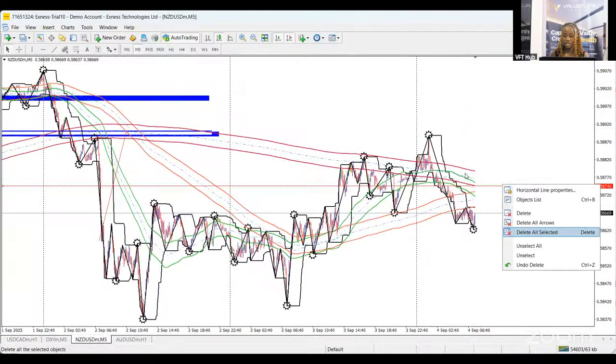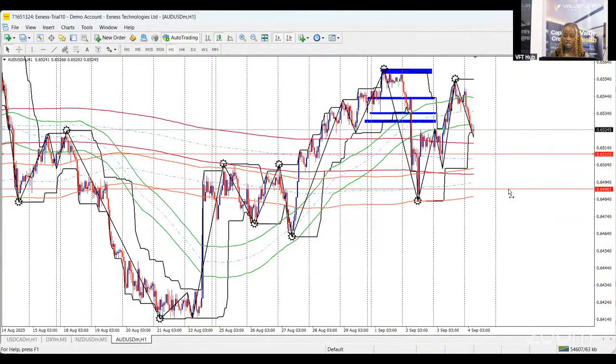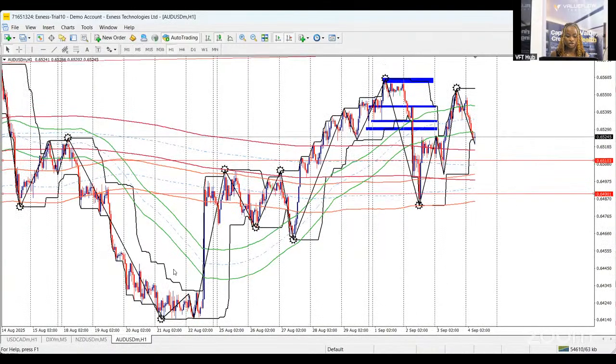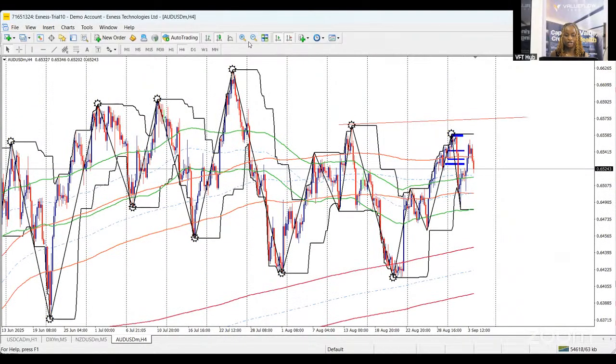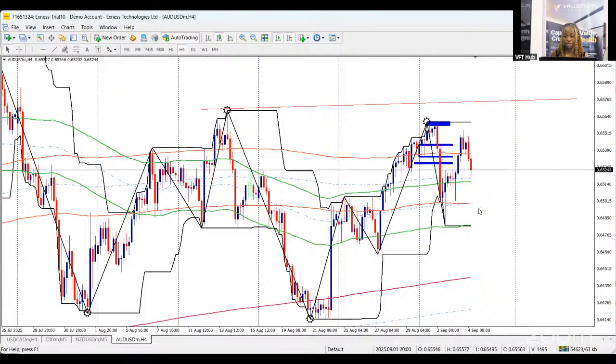So NZD USD, AUD USD, I'm just trying to delete everything off the chart so we can focus on today's session. So I'm going to quickly start with AUD USD on the H4 time frame. This also bought from our point of interest. It was too beautiful to see, but let's now focus on what the market has in store for us today. We saw the sell-off that happened, it found support and it started to buy. It is now buying, but it has not given us a new support or a new high on the upside yet. So profit taking has not fully occurred.